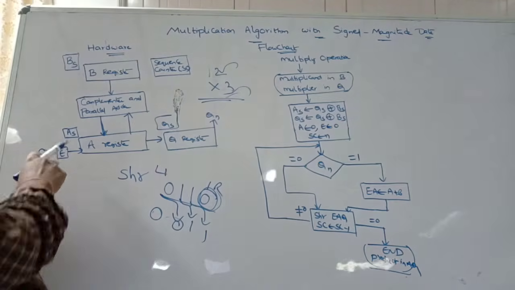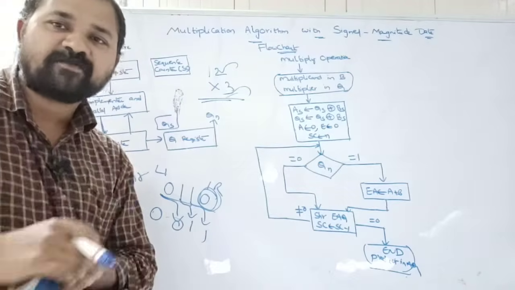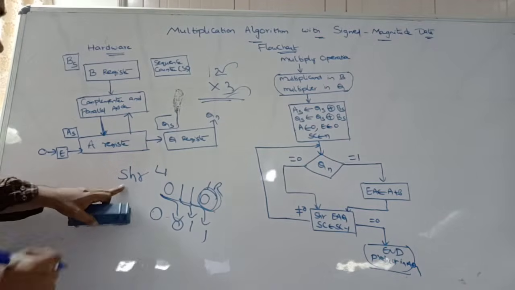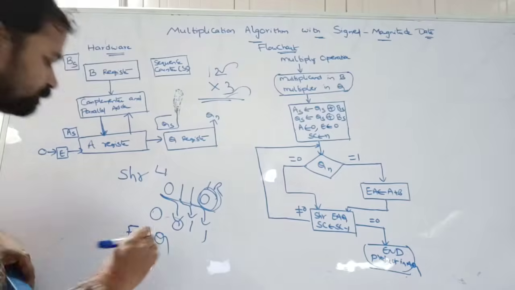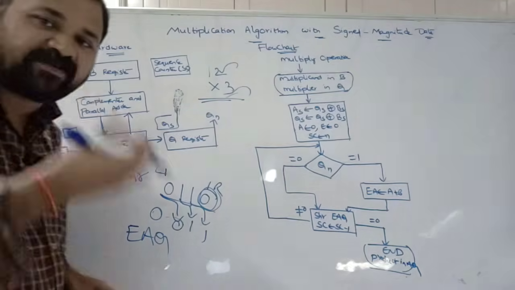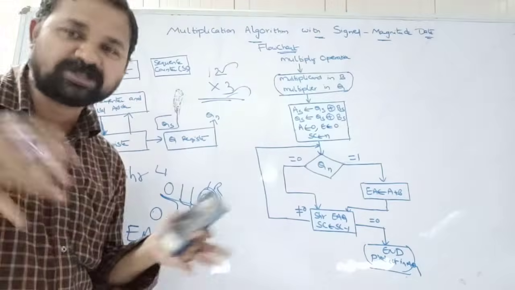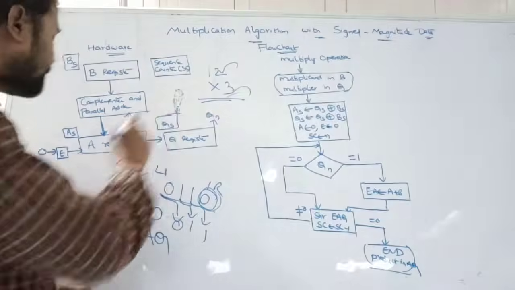Here we are using a flip-flop called E. Flip-flop stores one bit of data. So here we are performing shift right operation on EAQ, where E stands for a flip-flop, A is nothing but the temporary register which initially contains all zeros, and Q contains the multiplier data.